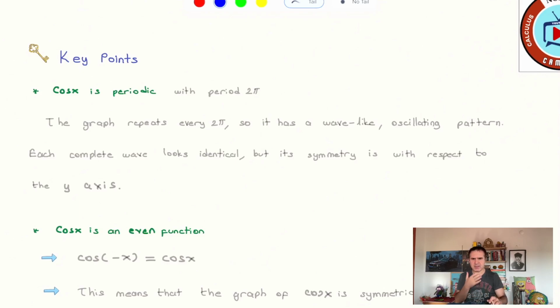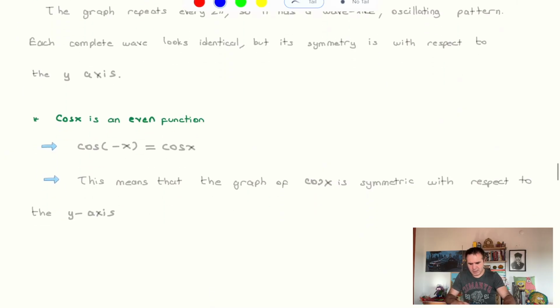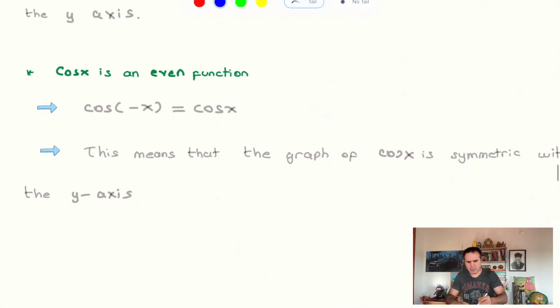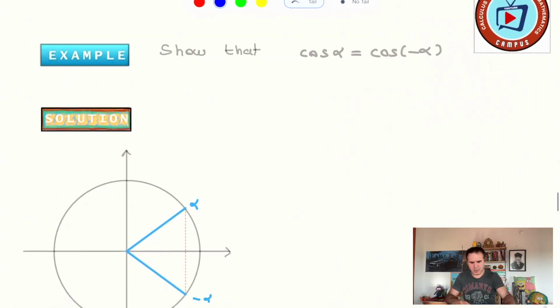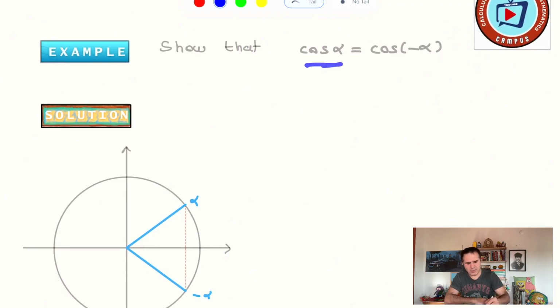The graph repeats itself at every 2 pi radians, so it has a wave-like oscillating pattern like this. Each complete wave looks identical, and its symmetry is with respect to the y-axis. Cosine x is an even function, so cosine of -x will always be equal to cosine x. This means that the graph of cosine x is symmetric with respect to the y-axis. And our first example shows that cosine alpha equals the cosine of -alpha.